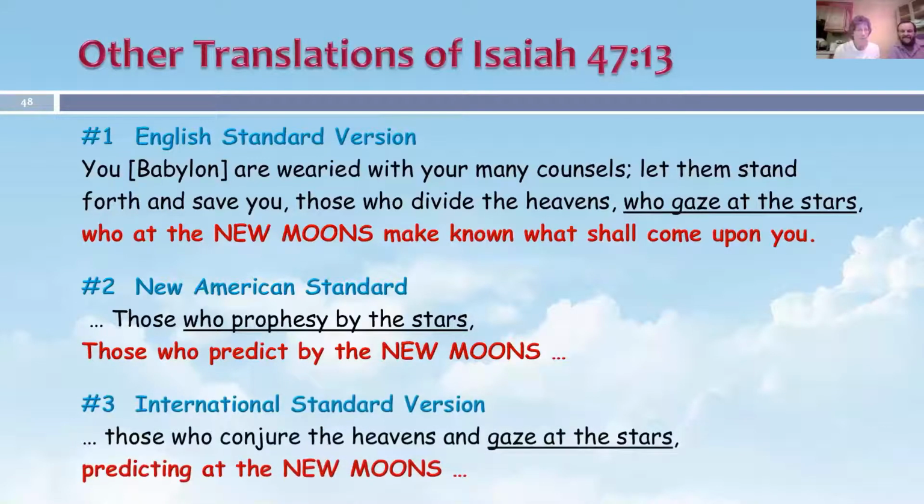Number 3 is the International Standard Version: those who conjure the heavens and gaze at the stars, predicting at the new moons. Okay, Mark, so what do you think about those 3 verses? What do they speak to you?